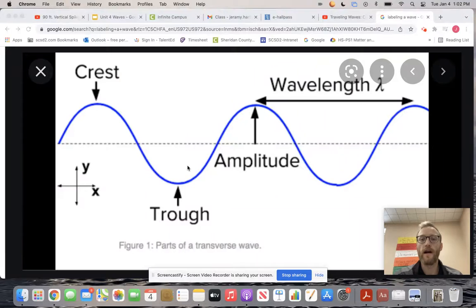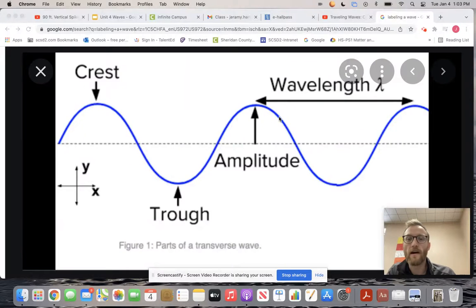Okay, and how we measure the height of waves a lot of the time is what's referred to as amplitude. Now amplitude isn't the measurement from the trough to the crest, but from equilibrium up to the crest or equilibrium down to the trough. That should be the same amplitude for this wave. Okay, so amplitude is measured from equilibrium to the height of the crest.